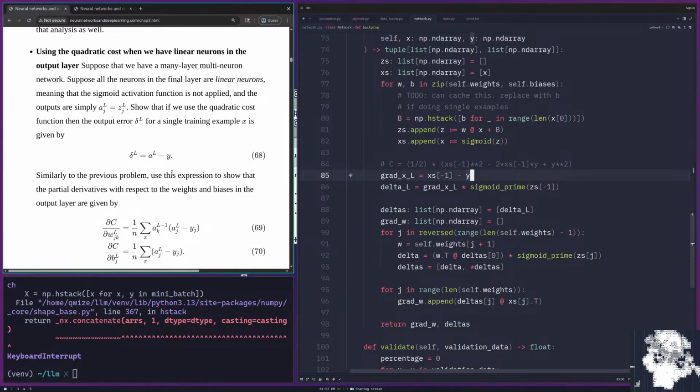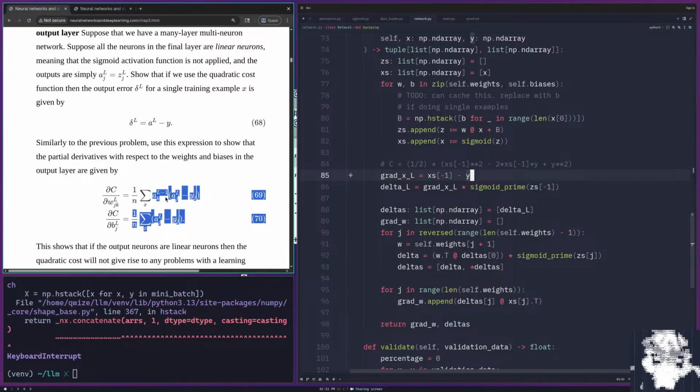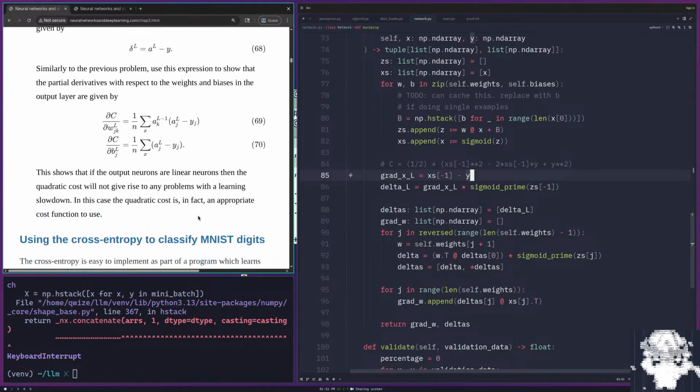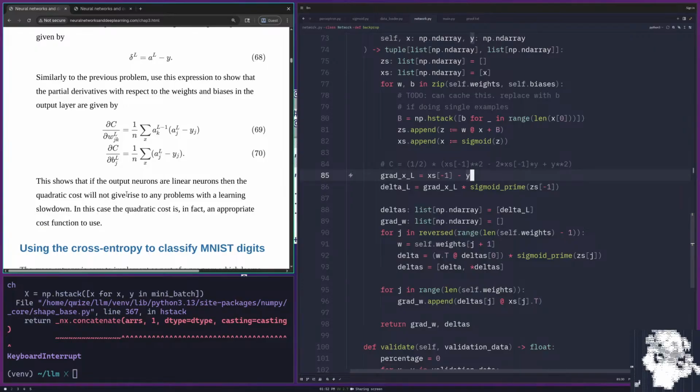Similarly to the previous problem, use this expression to show that the partial derivatives with respect to the weights and biases in the output layer are given by this. And it's the same thing. It's just you got rid of the derivative because the derivative's 1. This shows that if the output neurons are linear neurons, then the quadratic cost will not give rise to any problems with a learning slowdown. In this case, the quadratic cost is, in fact, an appropriate cost function to use.